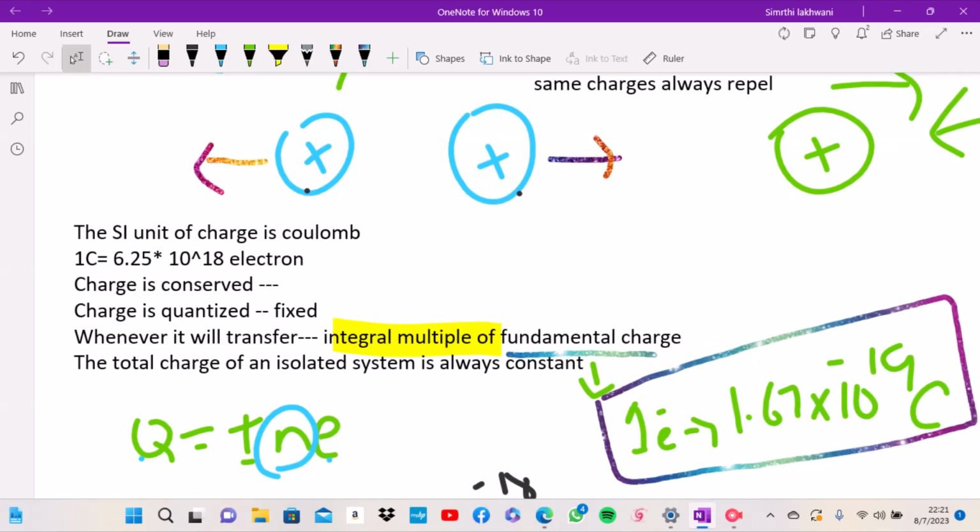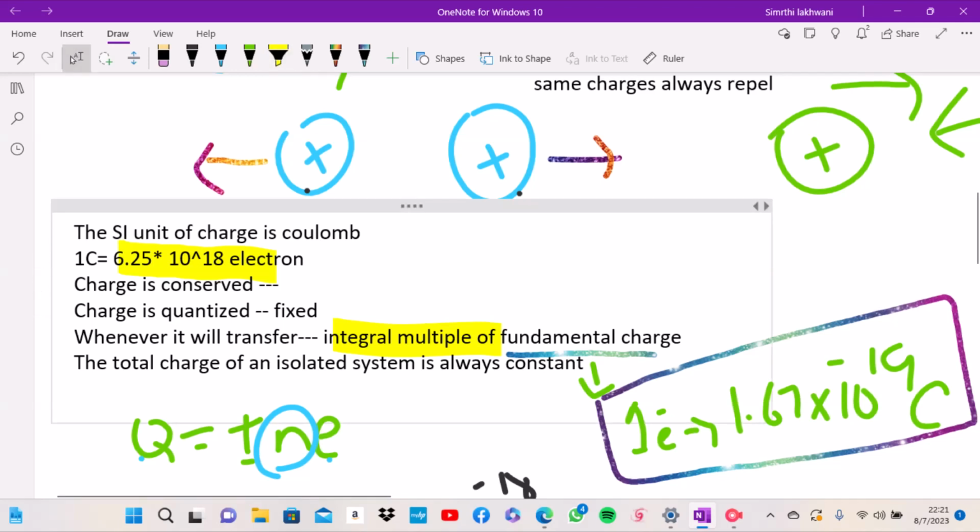Then the SI unit of charge is coulomb. Now if I ask what is a coulomb, basically 1 coulomb is equal to 6.25 × 10^18 electrons. Most significantly, this charge is conserved. It means it can neither be created nor be destroyed, right?